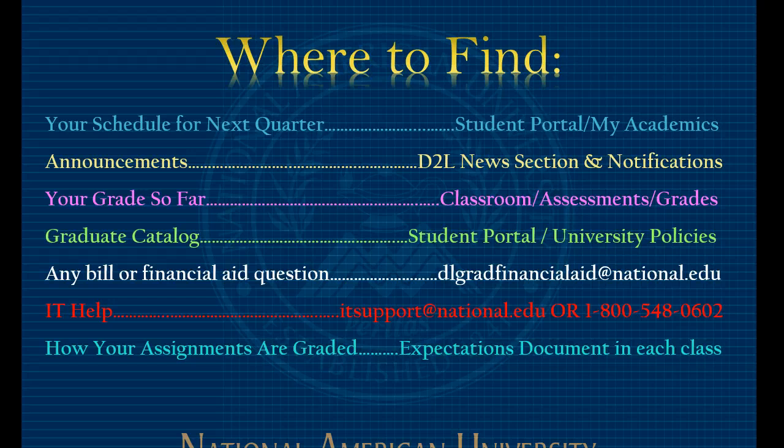All three of the FSRs are available to answer any bill or financial aid question that you have. You are assigned an FSR specifically based on your last name, but this email address, dlgradfinancialaid@national.edu, will put your question in front of all of the FSRs, and so if any of them are out or if their schedule is changed, they'll answer your question as soon as possible.